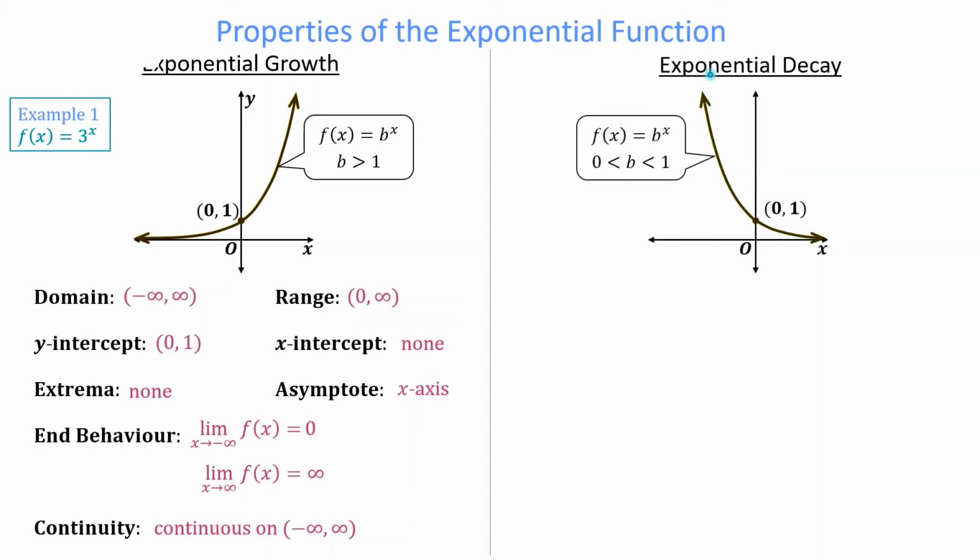Now we move on to the exponential decay function, which is the other type. So the graph looks like this. We have a y-intercept at (0, 1). f of x is equal to b to the power of x, but this time the base b has to be between 0 and 1.